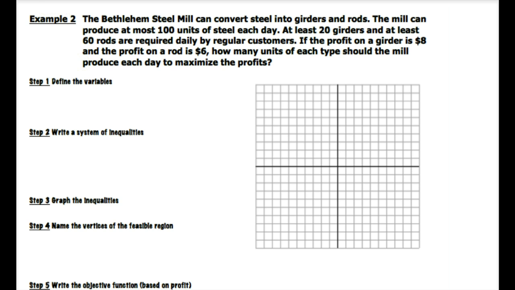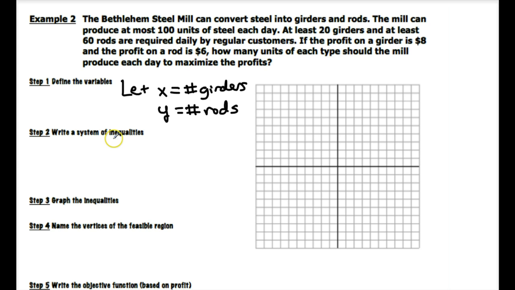So for the last problem, the items we were making were corn muffins and bran muffins. In this problem, it's going to be girders and rods. So I'll let x equal the number of girders, and y will equal the number of rods. Okay, for your system of inequalities, again, you're going to write inequalities that list your constraints. We have 3 constraints in this problem.